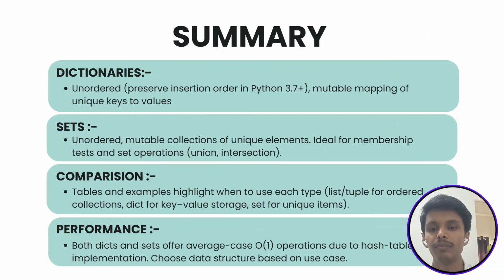Now finally we see the summary of this presentation. We see that dictionaries are mutable, unordered mappings of unique keys to values, and sets are mutable, unordered collections of unique elements. Use a dictionary when you need fast lookup by key and sets when you need to check membership or perform set operations. Both structures are optimized for performance using hash tables, giving big O of 1 average case. By understanding when and how to use dictionaries and sets, you can write cleaner, faster, and more efficient Python code.